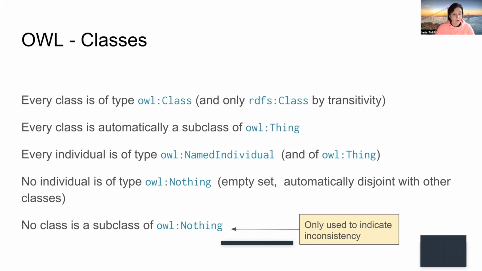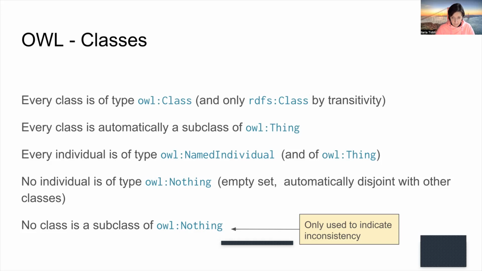This means, recall that OWL is more expressive than RDFS. So for every class that you are defining as OWL class, you are also automatically defining that this class is of type RDFS class.